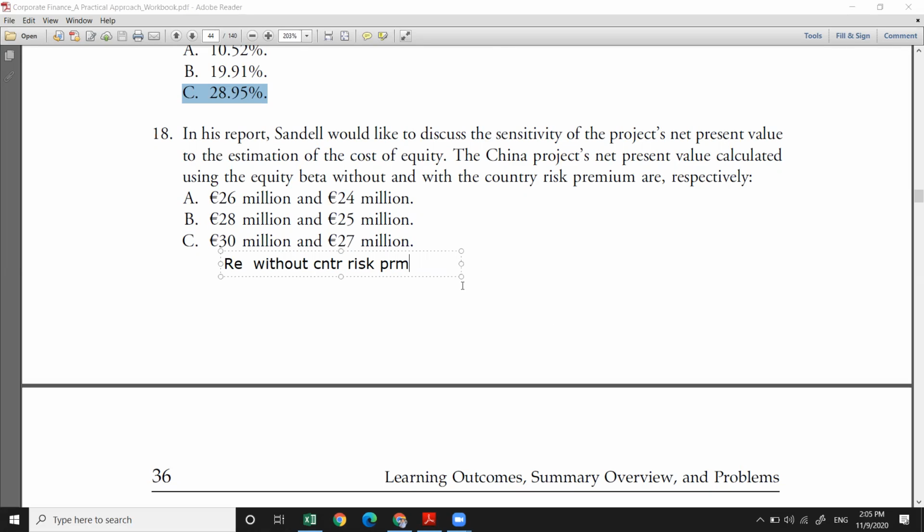Which is equal to, we just find it through the CAPM model: 0.0425 plus 3.686 times equity risk premium, which is given above as well, and this is 0.482. And this will give you the cost of equity without country risk premium. We already calculated with country risk premium, but now let's compare what will be the weighted average cost of capital.